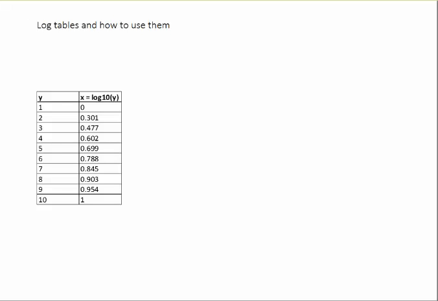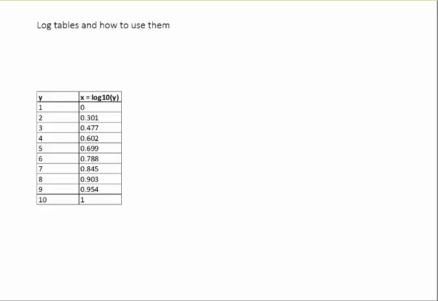Now, back in the dark and distant past, before everyone had a really nice calculator, people were first forced to calculate logarithms using log tables. I've just recreated a little part of one here for you. Here we've got the normal numbers on the left from 1 up to 10, and then the logarithms in base 10 on the right. The log in base 10 of 1 is 0, the log in base 10 of 10 is 1, and all the numbers in between have been calculated for you to 3 decimal places.